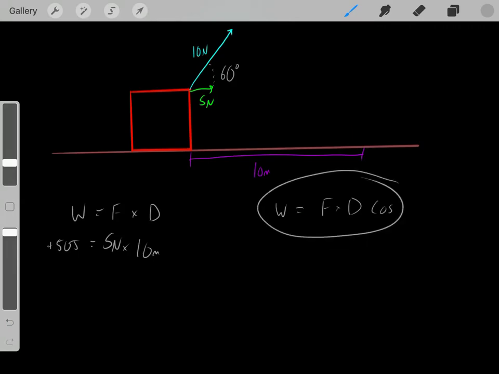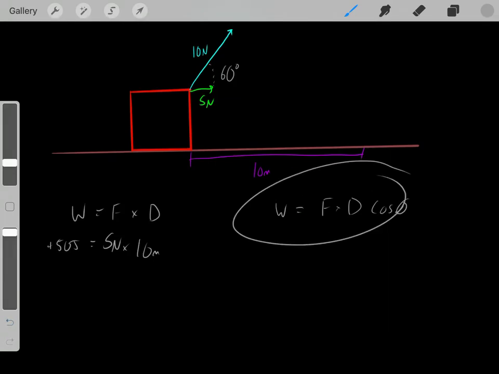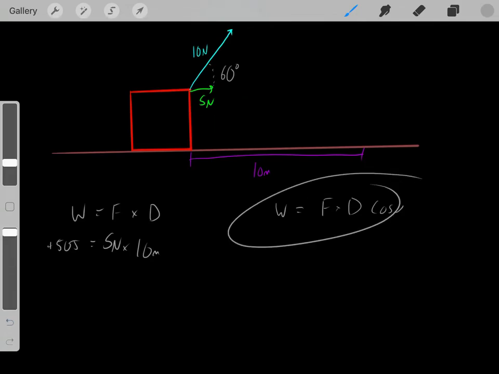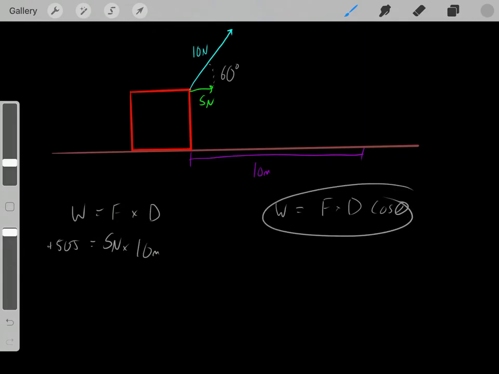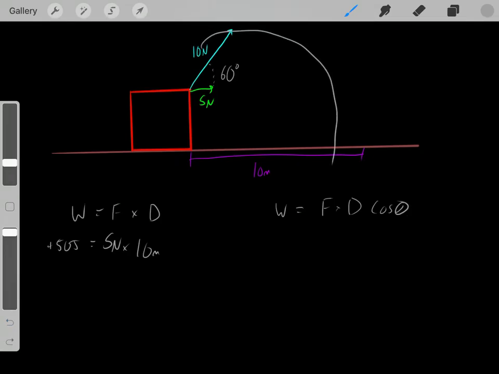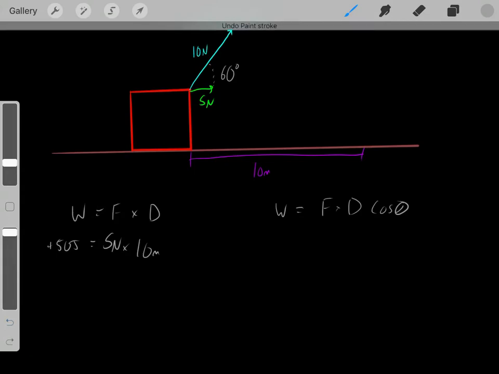However, what's going on with this equation? Well, when using this equation, instead of finding the component of the force in the direction of motion, even though it looks a little more intimidating and complex, it actually is a little easier and it does some of the work for you. For this equation, you would just plug in this original 10 Newton force.